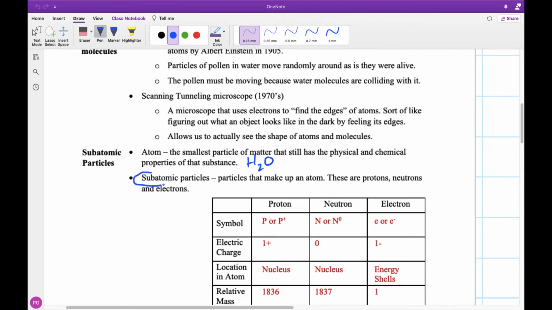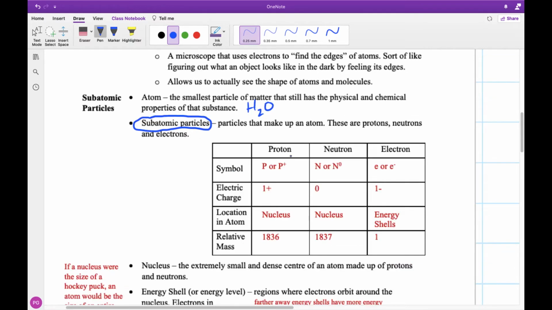These are what are called subatomic particles. These are the particles that make up an atom. These include protons, neutrons, and electrons. The symbol for our proton is P or P+. It has a charge of +1. It's in the nucleus, and it has a relative mass of 1,836 if we make the electron equal to 1.